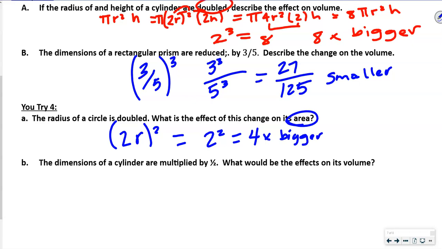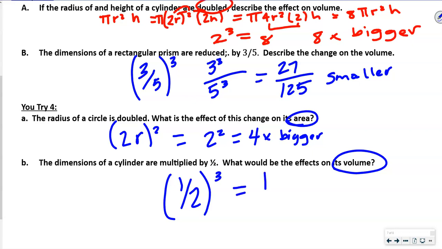So then the last one is, again, volume, and it says dimensions of a cylinder multiplied by 1/2. So this is what we're going to cube, okay? So we're going to cube the 1. 1 times 1 times 1 is 1, obviously. And then we got 2 times 2 is 4, times another 2 is 8. So this is going to be 1/8 the size, so it's going to be 1/8 smaller. It's going to reduce it, right?